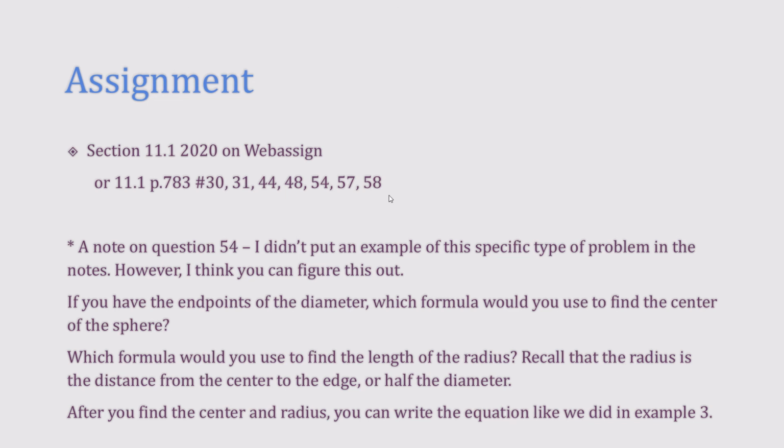So I want you to think about, if you know those endpoints, what formula would you use to find the center of the sphere? What formula would you use to find the length of the radius? Because once you know the center and you know the length of the radius, you can write the equation like we did in example 3.